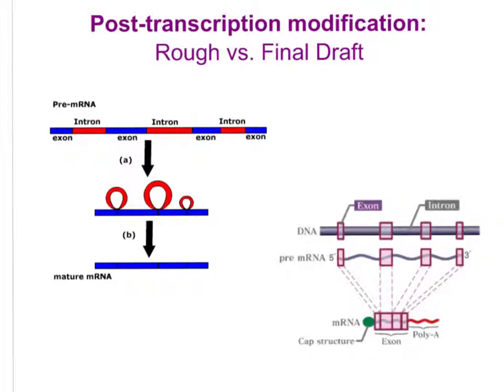So after transcription happens, after we get this transcript, this RNA copy of the DNA, we have some things that take place after that, before we're done. It's called post-transcription modifications. You can think of it like a rough draft versus a final draft. Initially, we get this nice little messenger RNA molecule that gets spit out from our transcription process. Then it looks like this. It's sort of the rough draft version, the pre-mRNA.